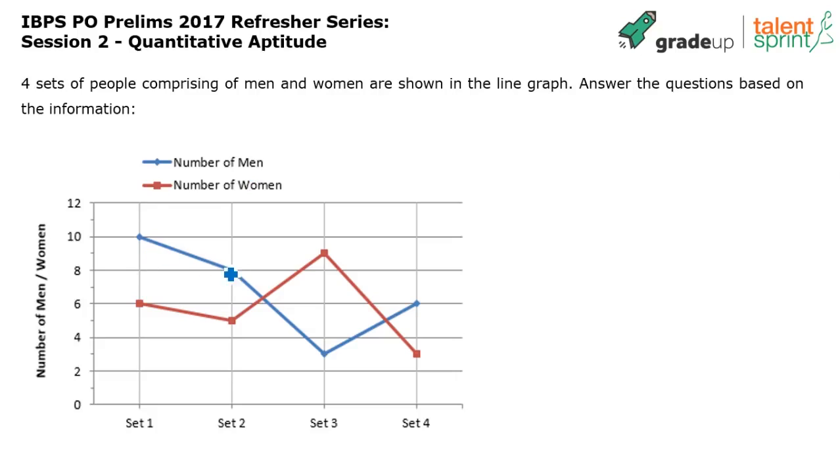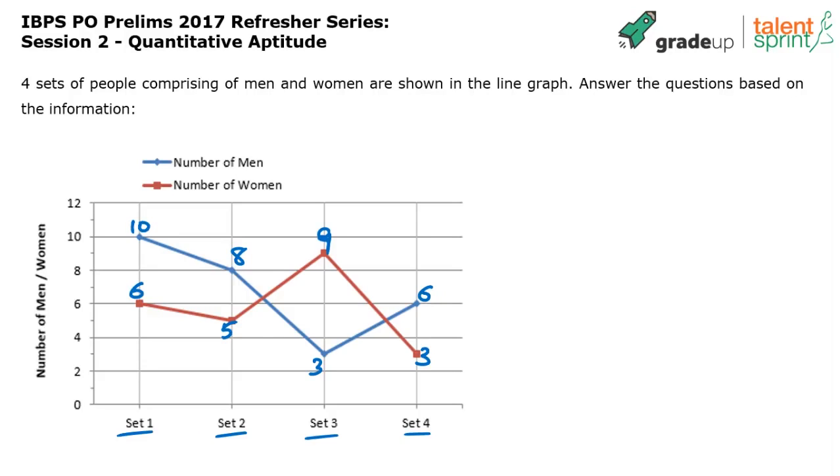So the blue line here talks about the number of men, the red one talks about the number of women, and he's talking about 4 sets, set 1, 2, 3, 4, and easy values to pick, right? I mean 6 women, 10 men, 8 men, 5 women, 9 women, 3 men, 6 men, and 3 women. Easy, right? I mean 2, 4, 6, 8, 10, 12. So very simple data. We know the number of men and women in 4 different sets here.